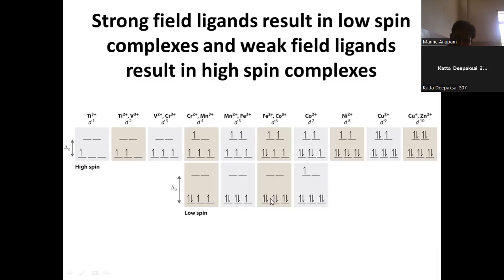D6, electron is remaining down. Here D6, electron is going up. Electron is actually coming here. Here, after filling up here, electron is coming here. Okay, very important. D7, electron is going here. After completing filled up here, electron is going up here. Okay, like that.